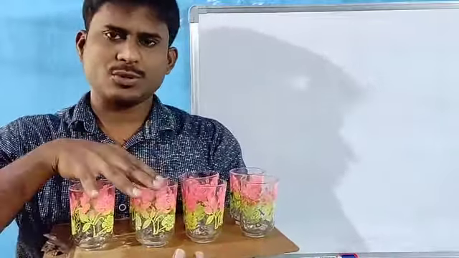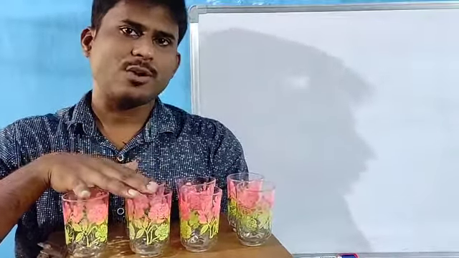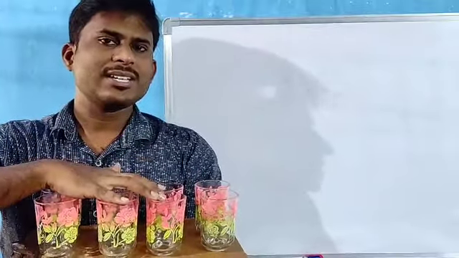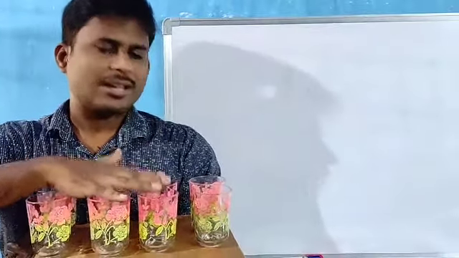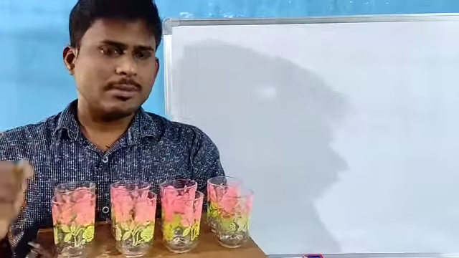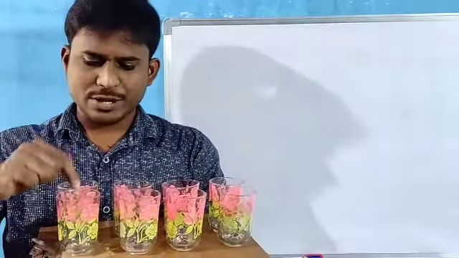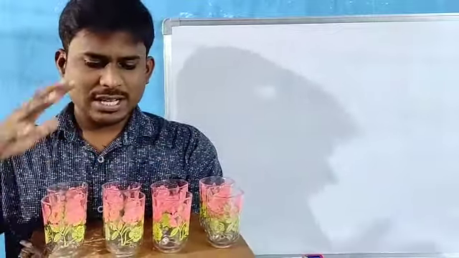2 plus 2. How much, children? 4. Again plus 2, it is 6, children. 6 plus 2 is 8, children. So in total I have 8 glasses. Let us count once again. 1, 2, 3, 4, 5, 6, 7, 8. I have 8 glasses, children. I have arranged them in this way, children.